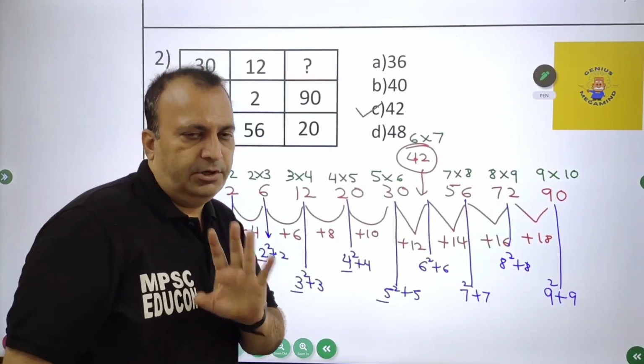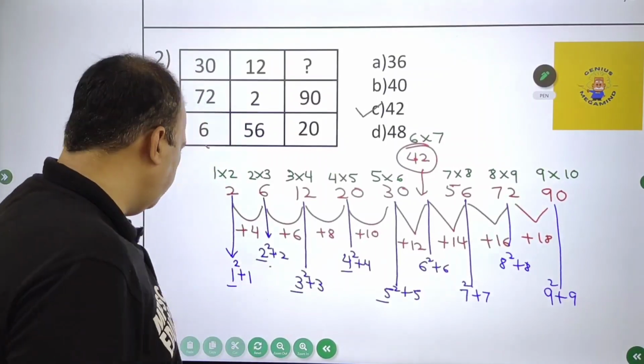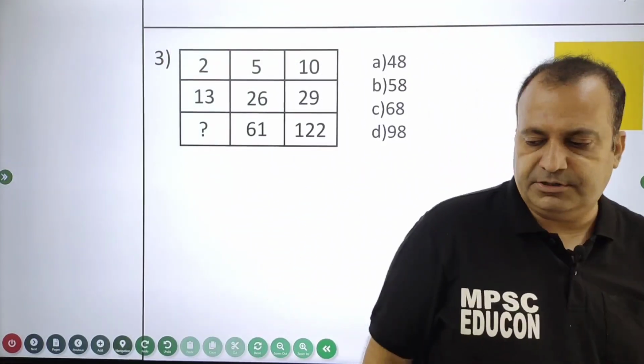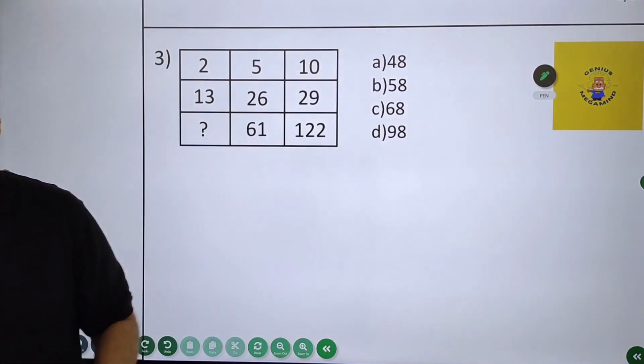So ultimately, what is important? Solving the question, getting the marks in the examination is the most important thing. So let us go to the third question, my friends. The third question appears on your screen and looks like this.